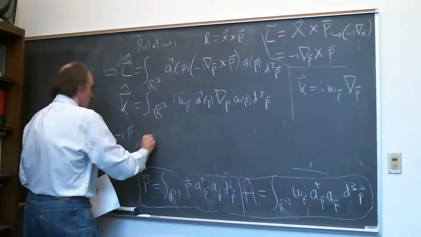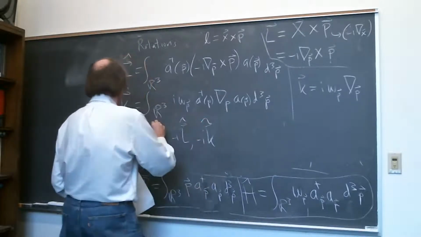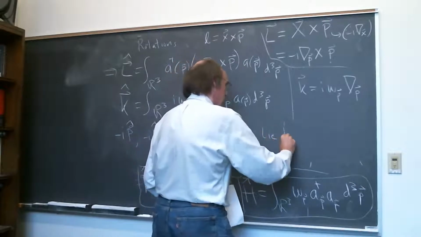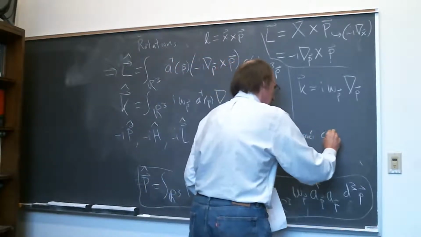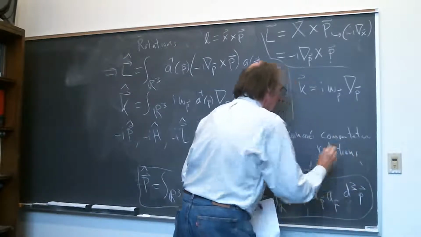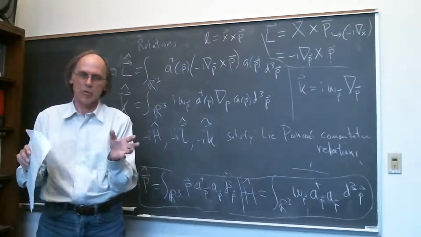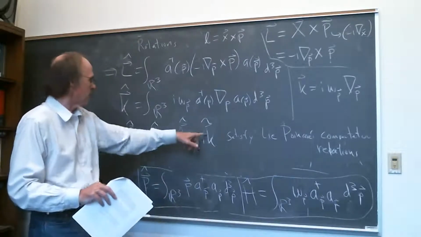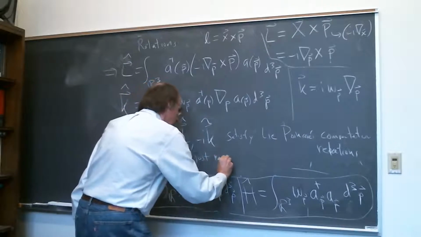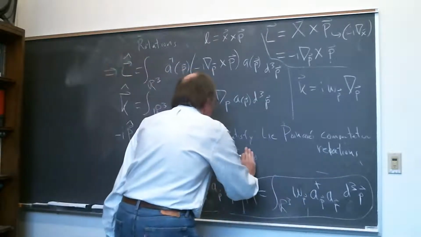So that's minus i p vector, minus i h, minus i L vector, minus i k vector, and all of these operators satisfy the Poincare Lie algebra commutation relations. And you should be able to show that any of the commutation relations between two Lie algebra elements of the Poincare group should correspond to the commutation relations of these, and you just need p vector.